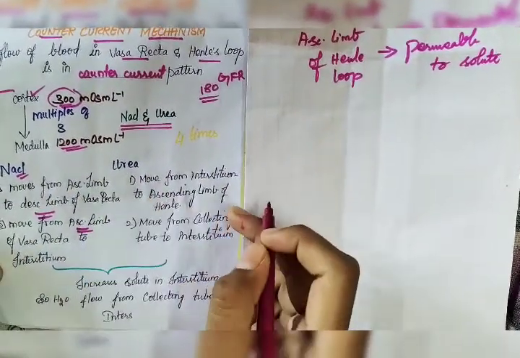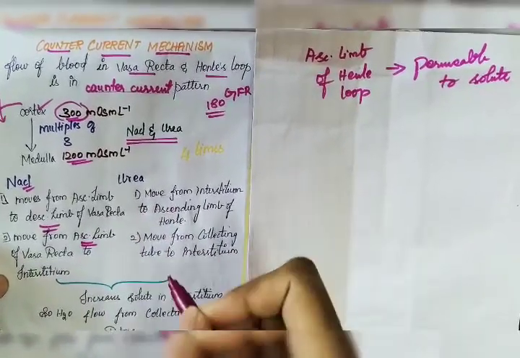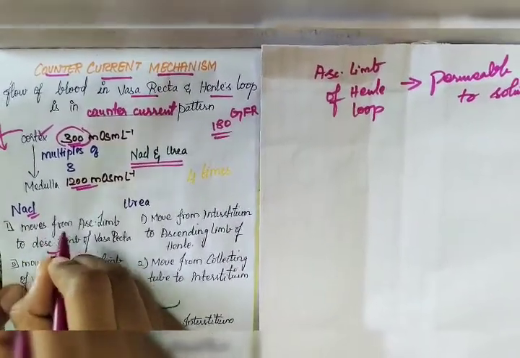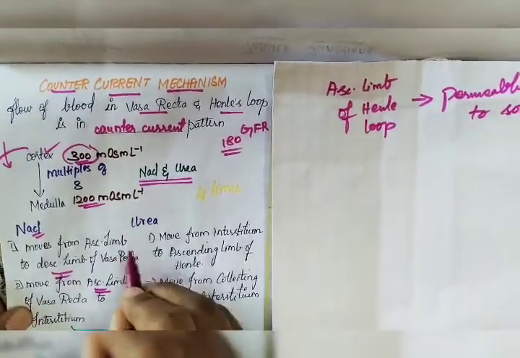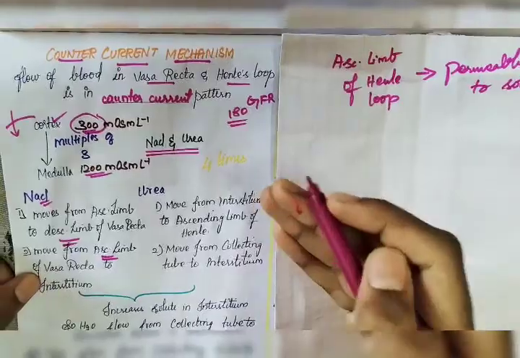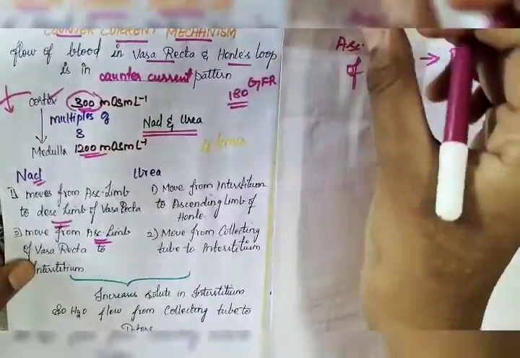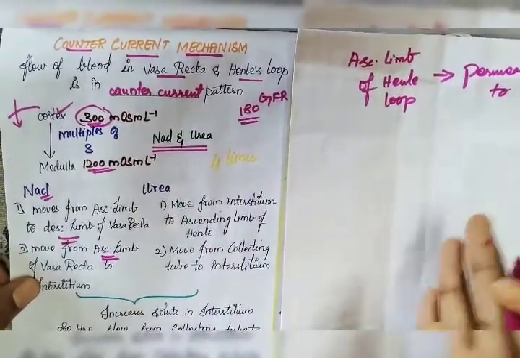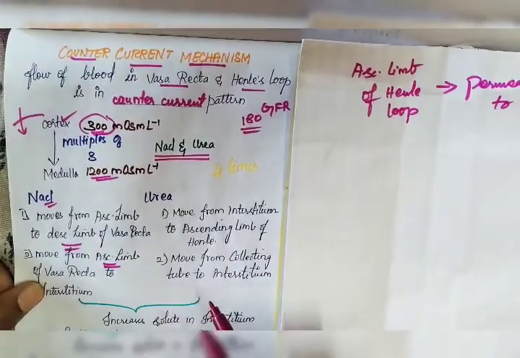Then we come to the urea mechanism. Urea moves from the interstitium to the ascending limb of Henle's loop. See here, sodium chloride moves from the ascending limb to the descending limb of the vasa recta, and urea moves from the interstitium to the ascending limb of Henle's loop. Then the ascending limb reaches the connecting tubule, that is, the distal convoluted tubule and the collecting tubule. The collecting tubule again loses the urea to the interstitium.